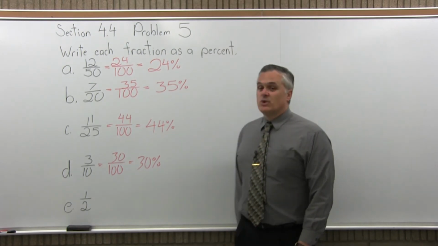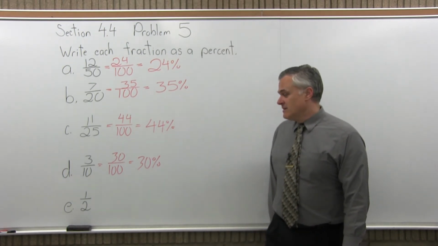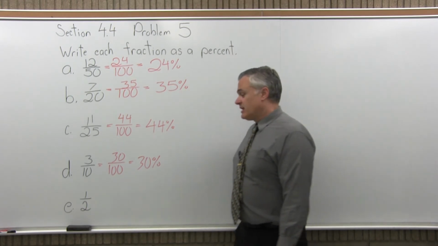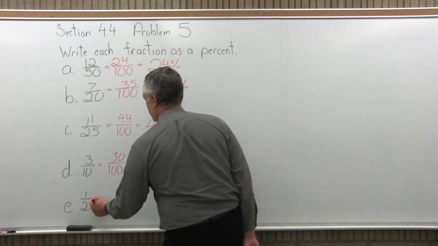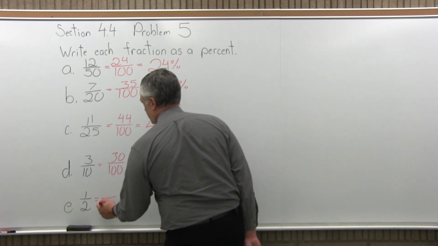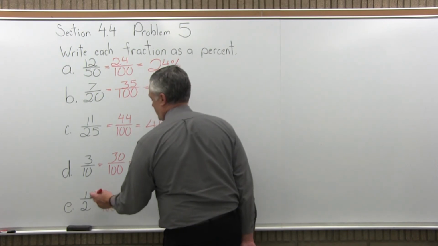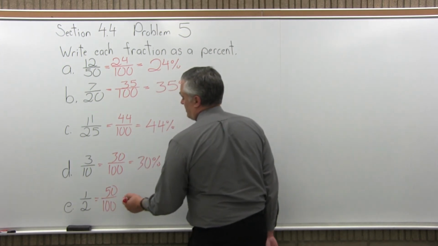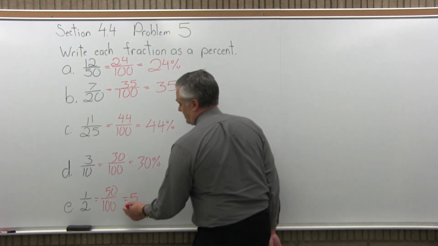And finally, the last one, E, is 1/2. Can I make the denominator of 2 into 100 easily? I sure can. Multiply times 50. So 2 times 50 is 100. So I must also multiply the numerator times 50. 1 times 50 is 50. Now that the denominator is 100, the numerator is the percent, so 50%.